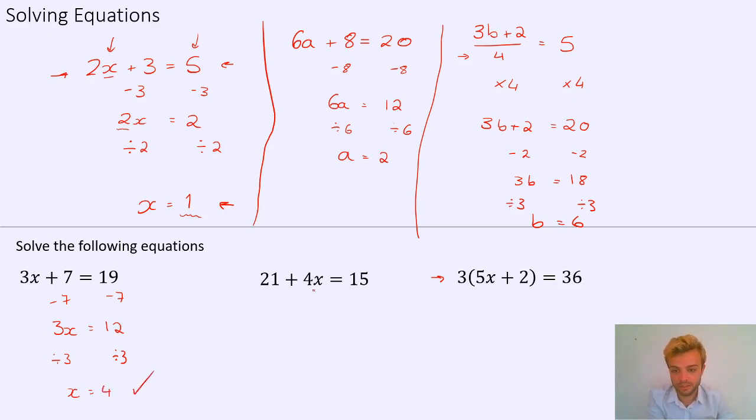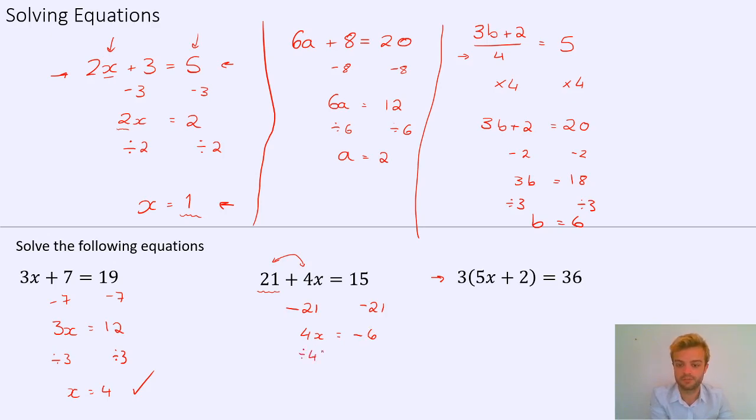The next one looks a little different, but we do it in exactly the same way. The only difference in this one is that these two things are in a different order than the examples we've looked at so far, but we still just take away 21 to cancel it out from the left-hand side, and then we take away 21 on the right as well. If we have 21 plus 4x minus 21, we're just left with 4x, and 15 take away 21 is minus 6. So this one's a bit trickier in that respect as well. It's got some minuses in there.